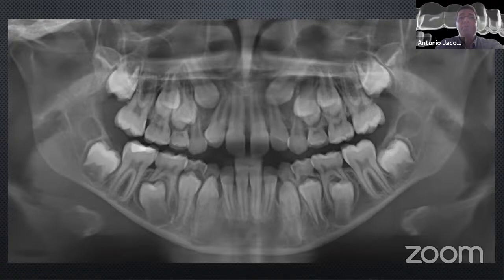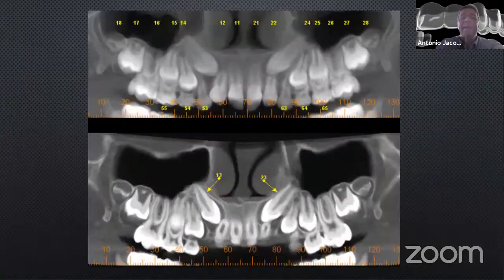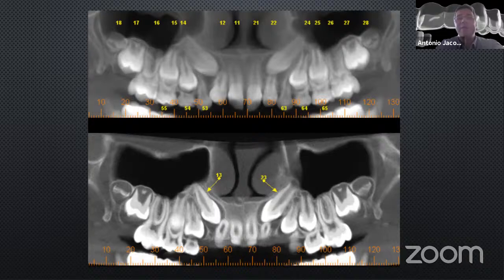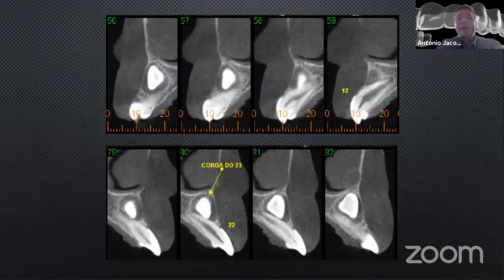So this is what we did. We made a CT scan, and we can see that the left canine is almost superimposing with the roots of the lateral and the central incisors. So we can also have a possibility of transposition of the canine between the lateral and the central. So it's time to act. And you can see that the crown of the canine is touching the root of the lateral incisor.